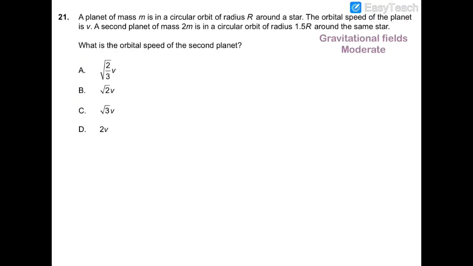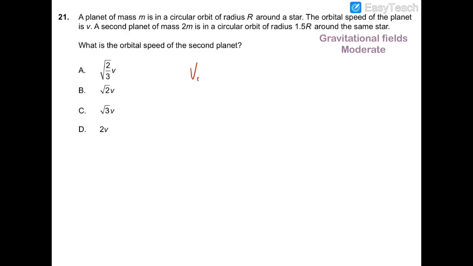In this question, you can see that there is a planet of mass m which is in a circular orbit of radius r around a star. The orbital speed of this planet is v, and there is a second planet of mass 2m that is revolving around the same star in a circular orbit of radius 1.5 r. So we have to find out the orbital speed of the second planet.